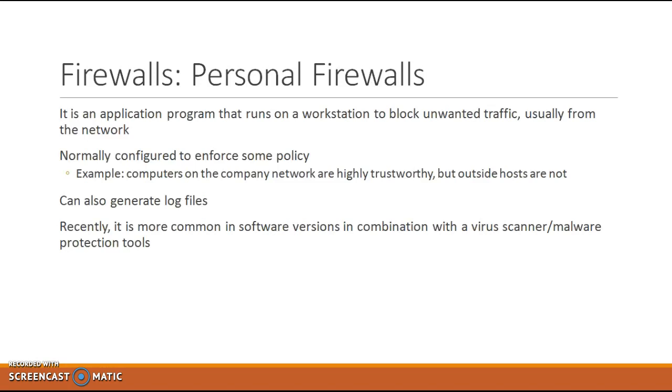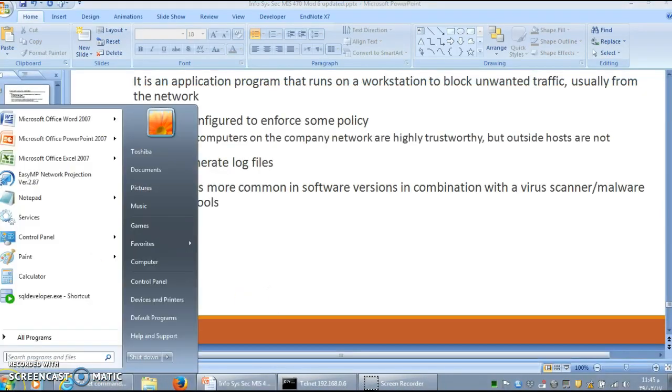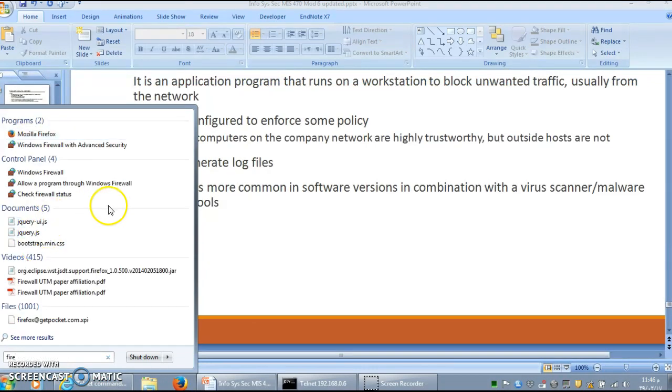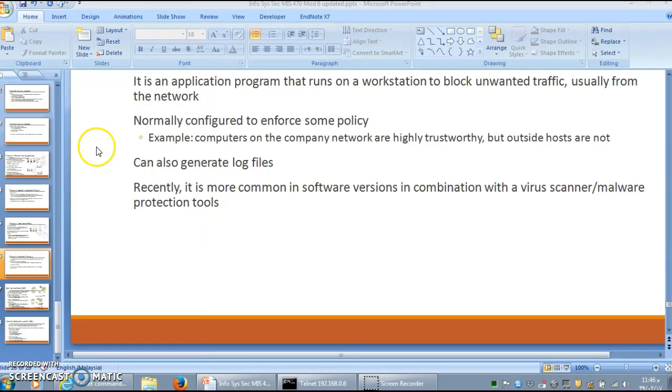So different versions of malware protection schemes or antivirus also provide the firewall along with it. We can easily enable or disable the firewalls. If you see over here, Windows Firewall with Advanced Security. If I just open the firewall, you will see what features it provides to you.